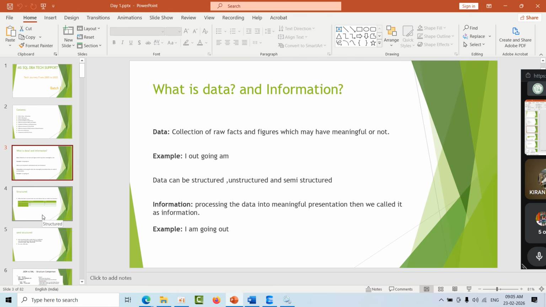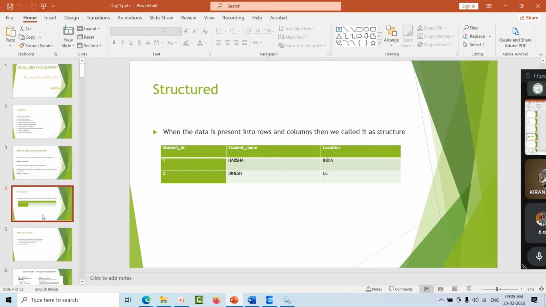Now data can be structured, unstructured, and semi-structured. What is meant by structured? When data is presented in rows and columns, we call it structured. If you see here, this is a table. In the table, I can clearly see a student ID, student name, and location, and all of these are records. This meaningful representation in rows and columns is what we call structured data.